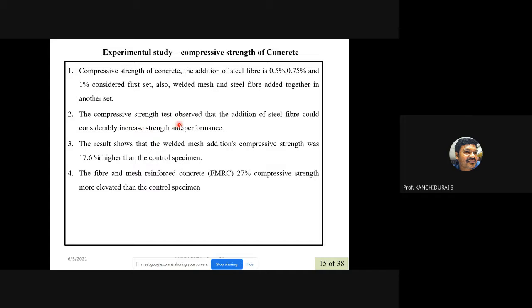The compressive strength test observed that the addition of steel fiber could considerably increase the strength and performance. The result shows that with welded wire mesh addition the compressive strength was 17% higher than the control specimen. The fiber and mesh reinforced concrete is 27% higher, taking it more elevated than the control specimen.